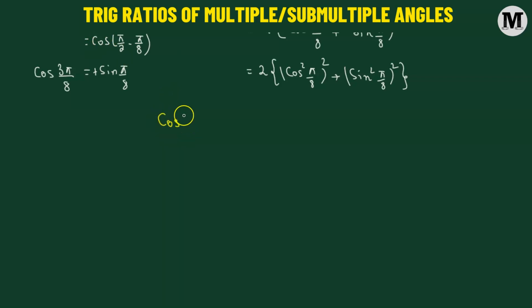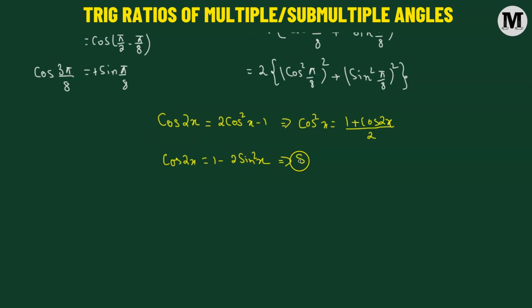we have cosine of 2x. So cosine of 2x has two forms. One form is 2 times cosine squared x minus 1, which means that cosine squared x will become equivalent to 1 plus cosine of 2x divided by 2. And the other form of cosine 2x is given by 1 minus 2 times sine squared x, which means if we isolate sine squared x, sine squared x will then be equivalent to 1 minus cosine of 2x divided by 2. Now what is x here?